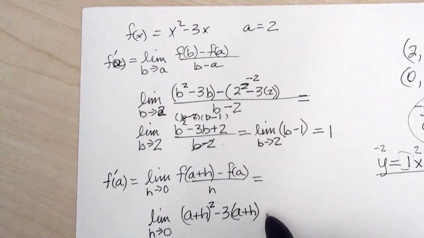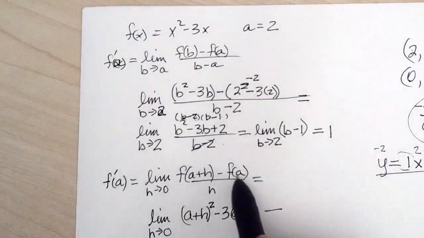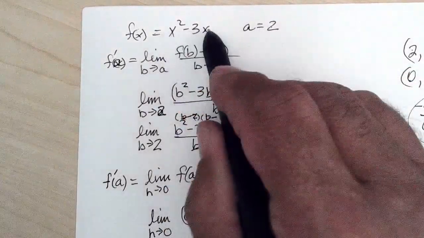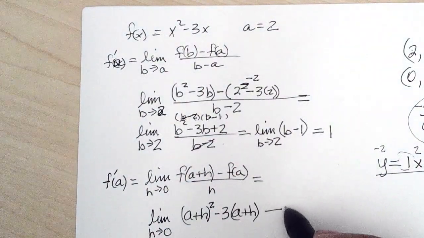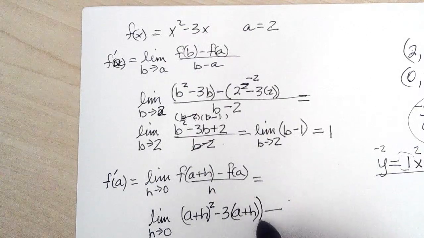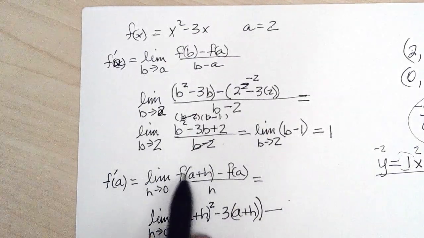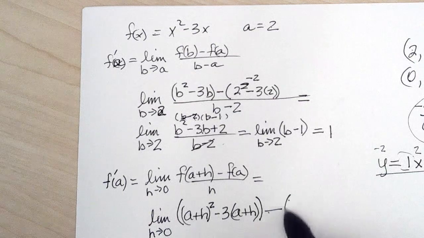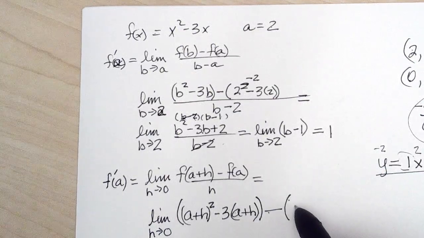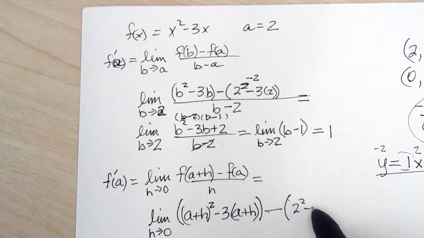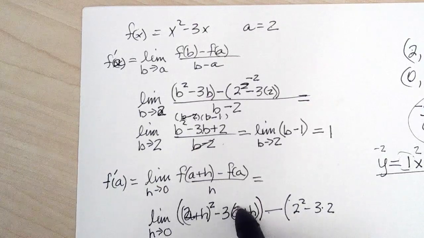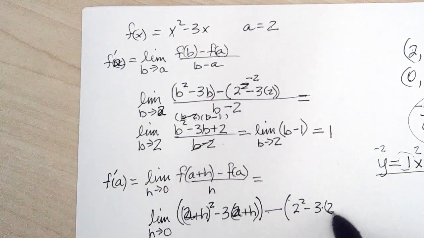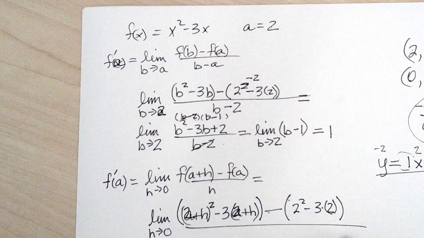And then minus f of a, so I have to put 2 in for both x's like we did before. This is the f of a plus h minus the f of a, which is going to be with 2 in, so that's 2 squared minus 3 times 2, and a should be 2 here, sorry, over h.